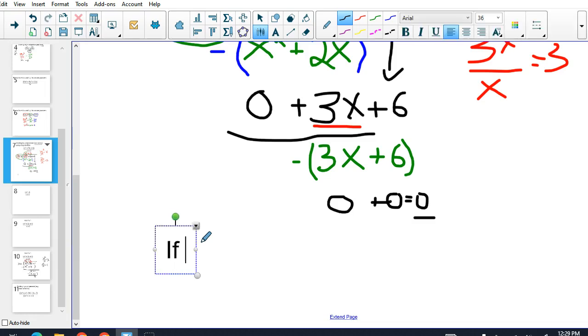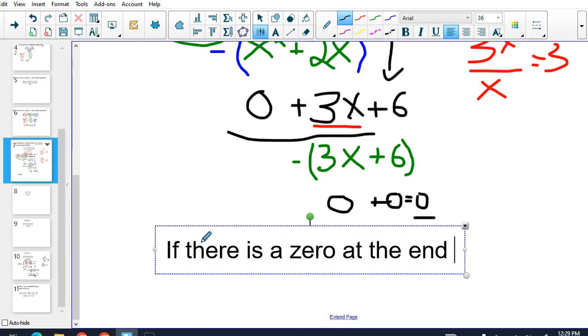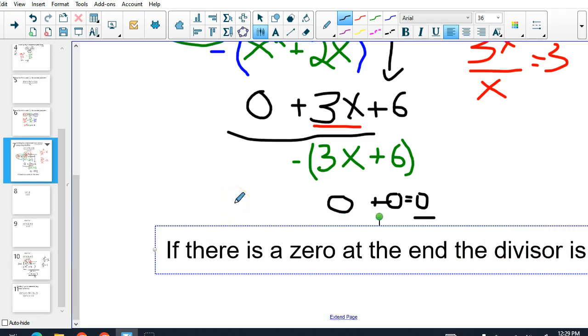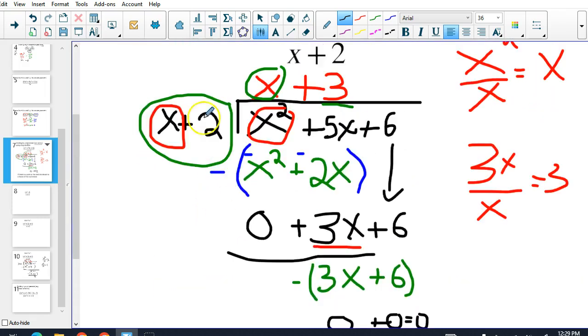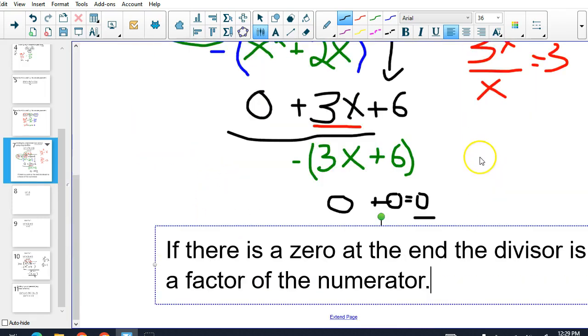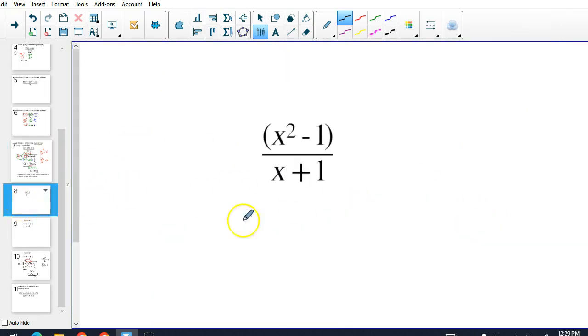So if there is a 0 at the end, the divisor is a factor of the numerator. All that means is if there's a 0 at the end when we're dividing, the number we divided by is a factor of the number we're dividing into. All right? And if it's not the case, that's not true. All right? So let's do another example.